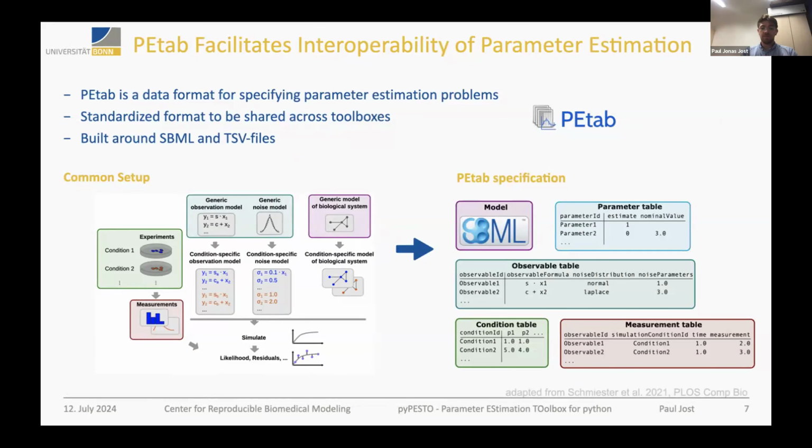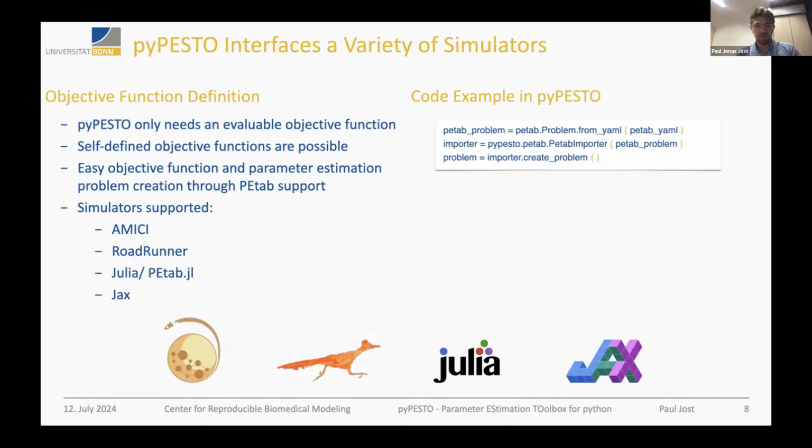Okay, so first step, let's only press one button at a time. We are at the objective function definition. How does pyPESTO do this? Well, pyPESTO interfaces a variety of simulators, but just only saying this once, because I hope no one really wants to do this, pyPESTO is also able to work with your self-defined objective functions. All it really needs is an evaluable objective function. So you can define the whole likelihood yourself. You can define a simulator yourself and do everything. I highly advise against it because it's really a hell of a lot of work.